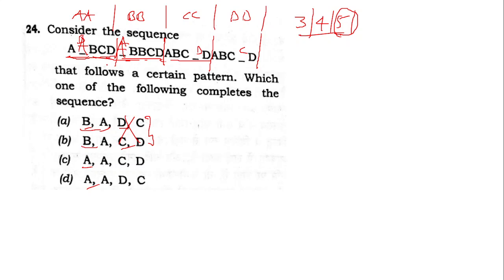So this is A B C D, then I have A B B C D, A B C, this has to be C, C D, A B C, last one is D. So A C D should be the answer, which is option C.